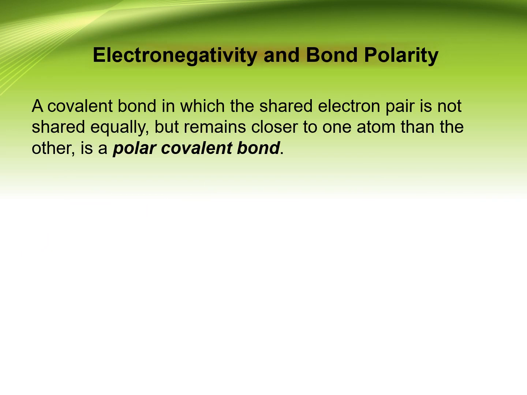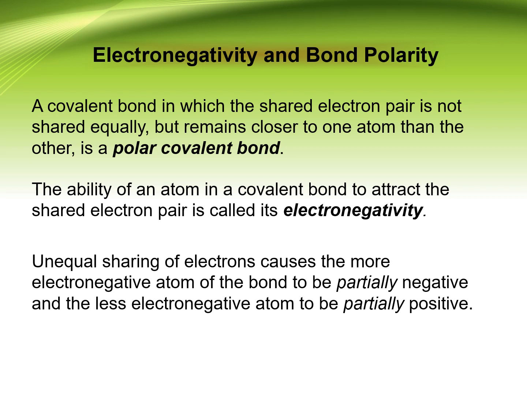Okay, from the previous slide, we learned about bond energy and enthalpy of reactions. Next, we will learn about electronegativity and bond polarity. A polar covalent bond occurs when the shared pair of electrons between the atoms is not equally shared, but the electrons remain closer to one atom than the other.